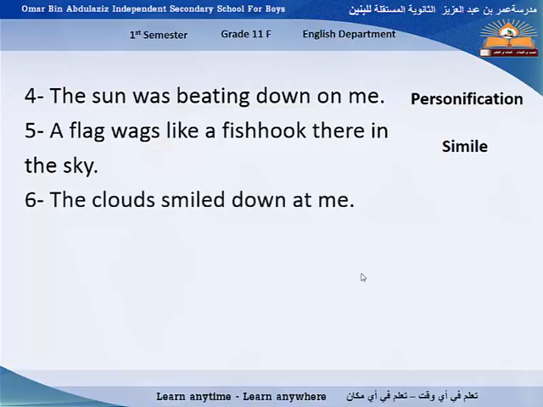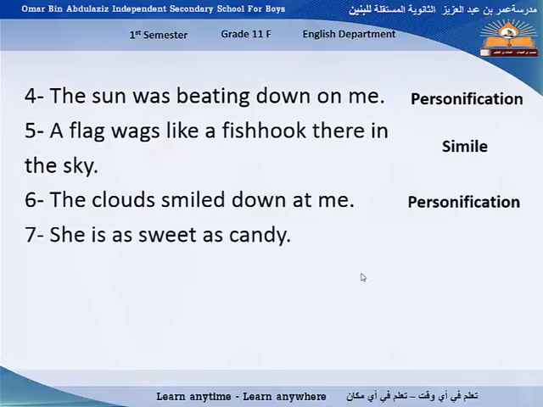Number 6. The clouds smiled. Smiled. Okay, very good. Smiling is a feature of humans only, but here it is used with clouds. Smiled down at me, so it is... Excellent. Personification. Number 7. She is as sweet as candy. It's very easy. Simile.